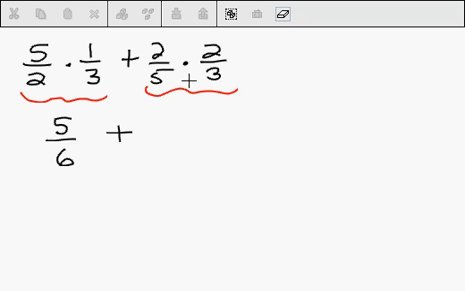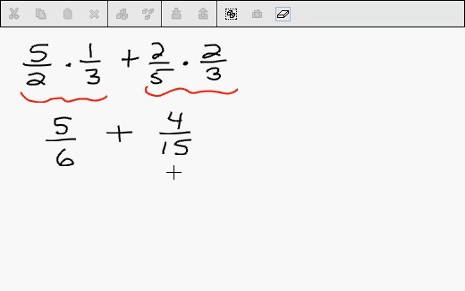Alright, so for our second multiply problem, we have 2 times 2, which is 4, and 5 times 3, which is 15. Alright, we got that done. So now we've got to do our addition. And when you're adding fractions, you have to have a common denominator. So this 6 and this 15 have to be the same number, which they're not. So we have to make them the same number.